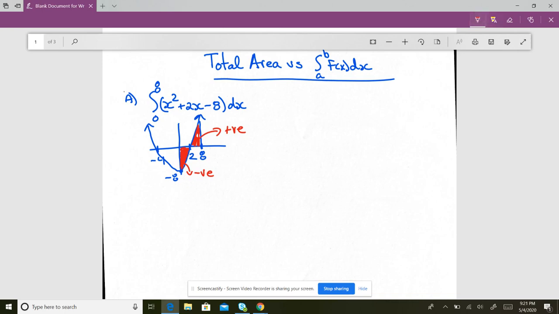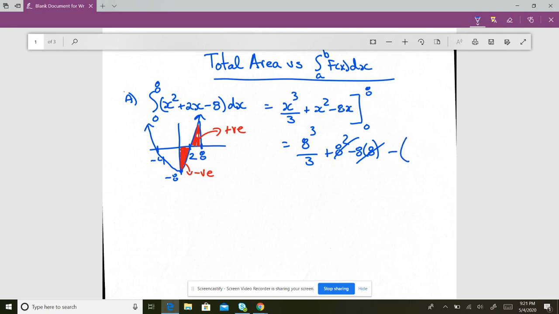So if I evaluate this, which we will do, and you all know how to do that now, that's going to be x cubed over 3 plus x squared minus 8x evaluated from 0 to 8. Plug that in, you're going to get 8 cubed over 3 plus 8 squared minus 8 times 8. 8 squared and 8 times 8 are the same thing. Those are going to go away. You're going to get 8 cubed over 3 minus, put in 0 for everything. So that's all going to disappear. So it's 8 cubed over 3, which is 170.6. You can check that using Desmos.